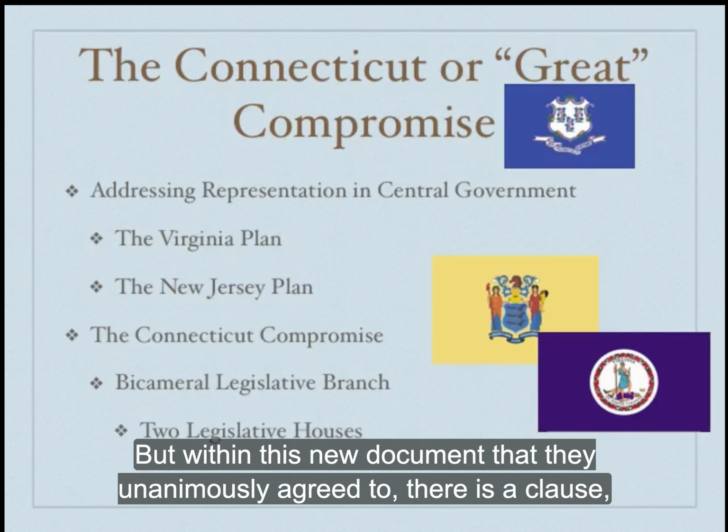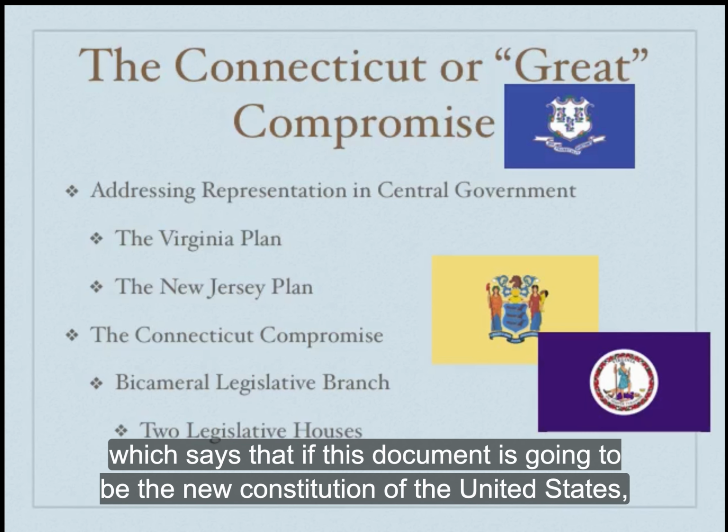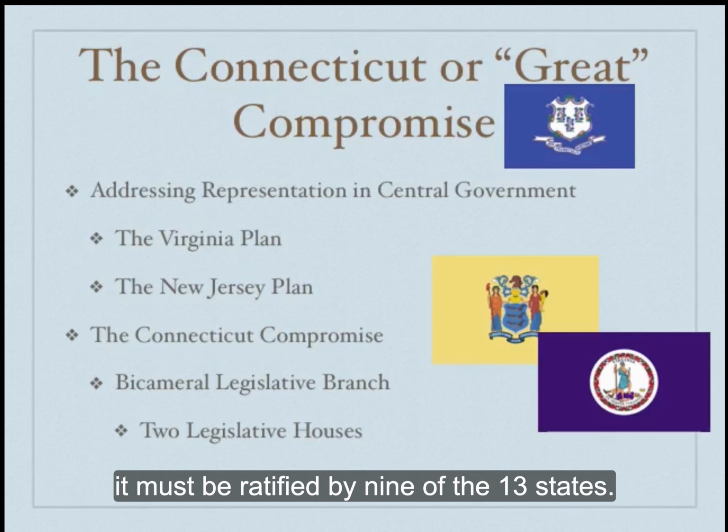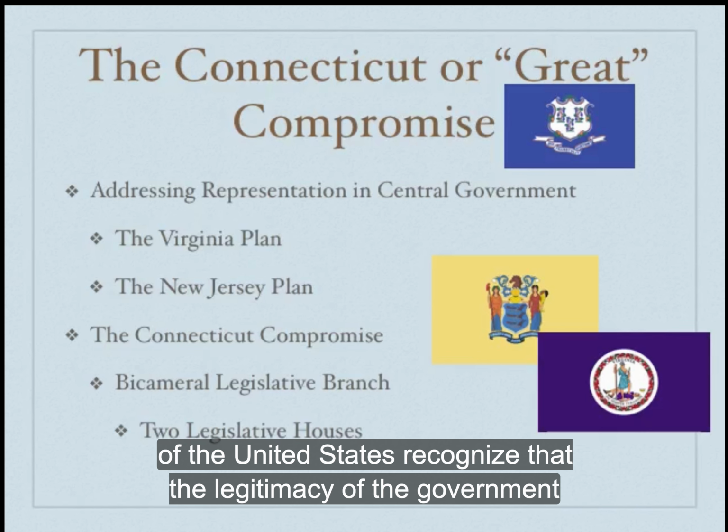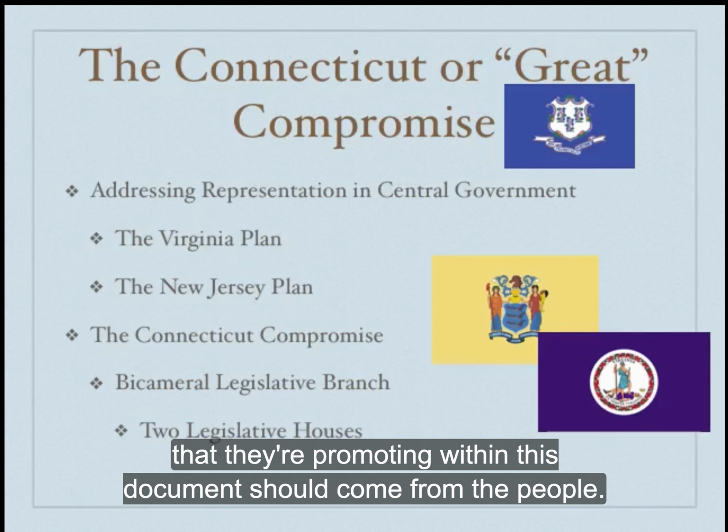But within this new document that they unanimously agree to, there is a clause which says that if this document is going to be the new Constitution of the United States, it must be ratified by 9 of the 13 states. In other words, these 55 men who meet in secret and produce the new Constitution of the United States recognize that the legitimacy of the government that they're promoting within this document should come from the people.